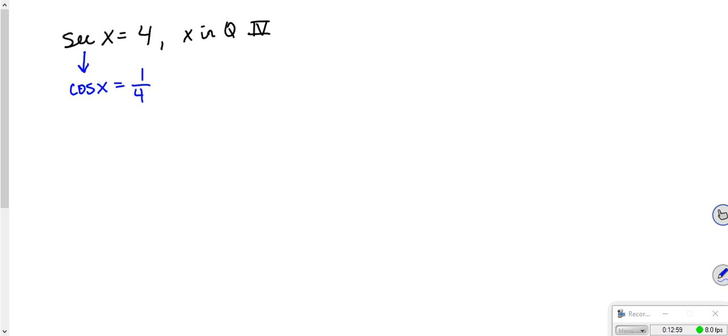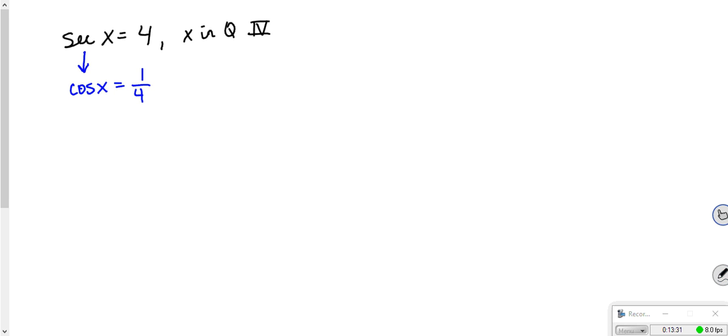Now, in the fourth quadrant, secant was a positive 4, and we know that cosine is also positive in the fourth quadrant. But in the fourth quadrant, sine and tangent are both negative. So cosine and secant are the only trig functions that are positive in the fourth quadrant. So we have to figure out what sine and tangent are going to give us.